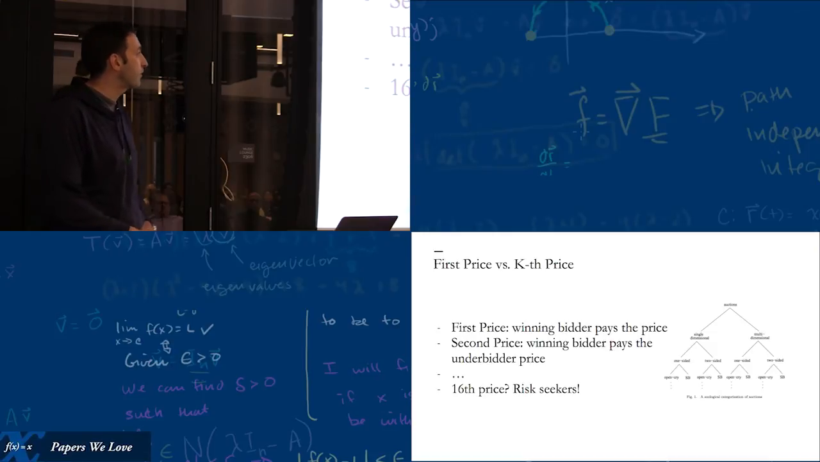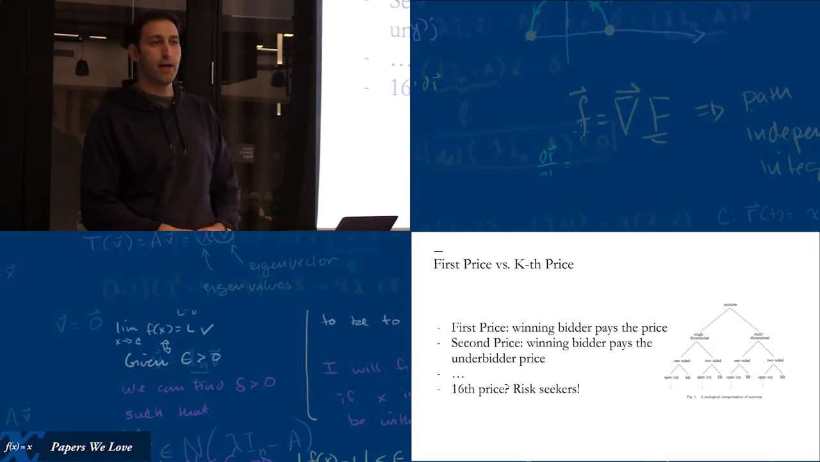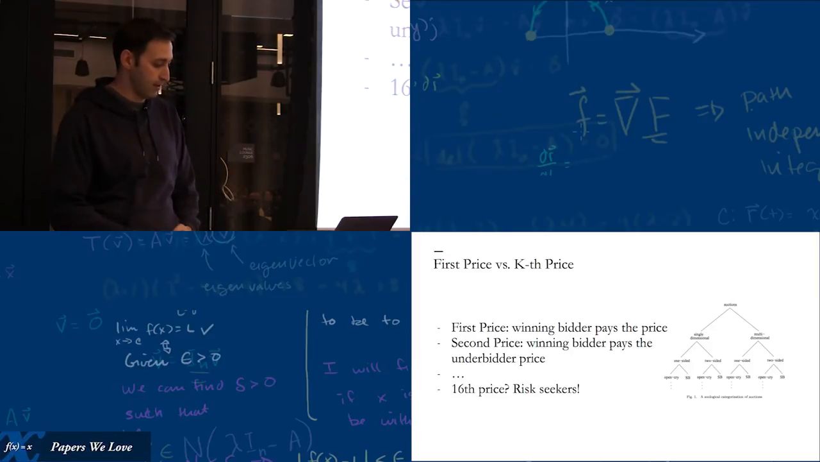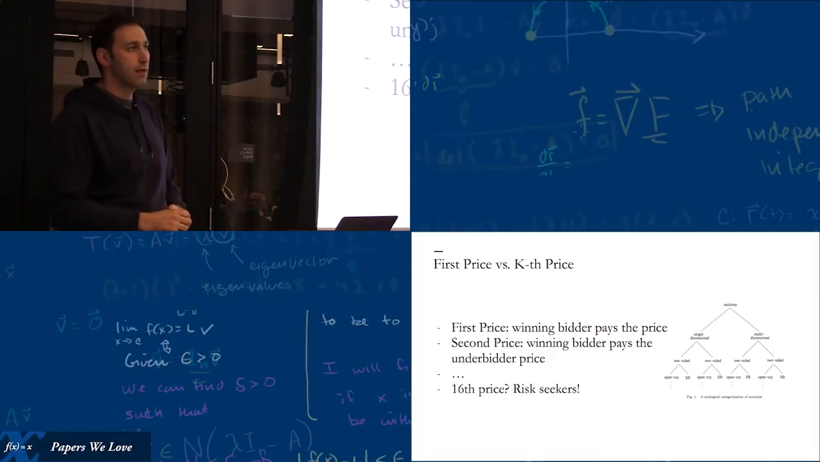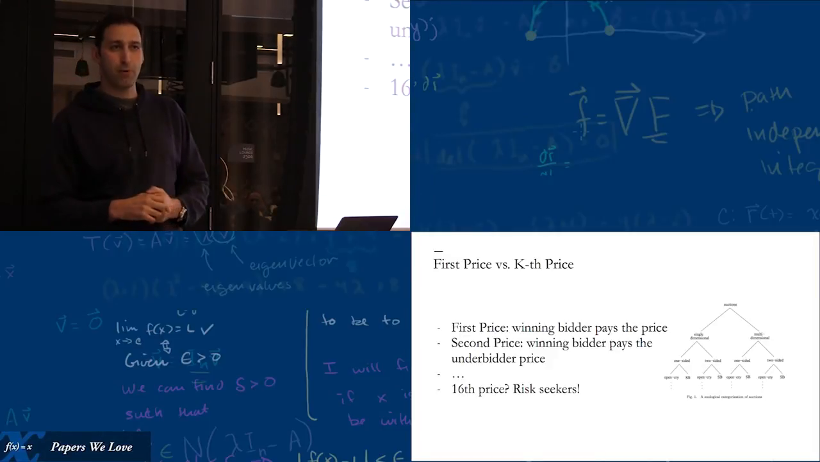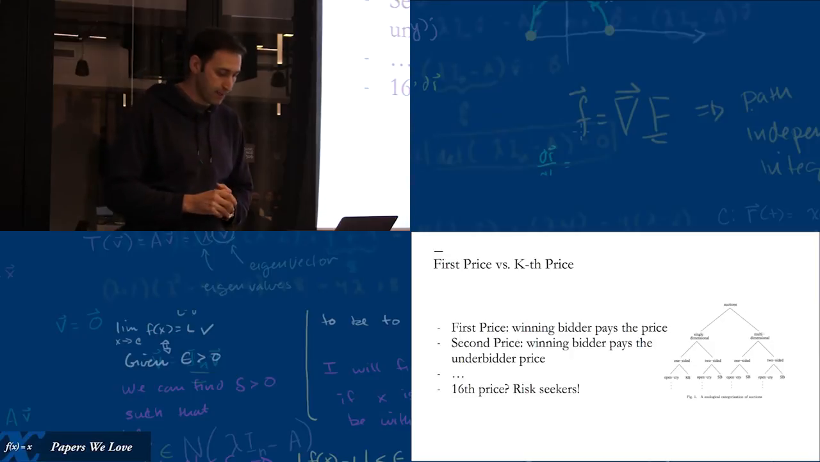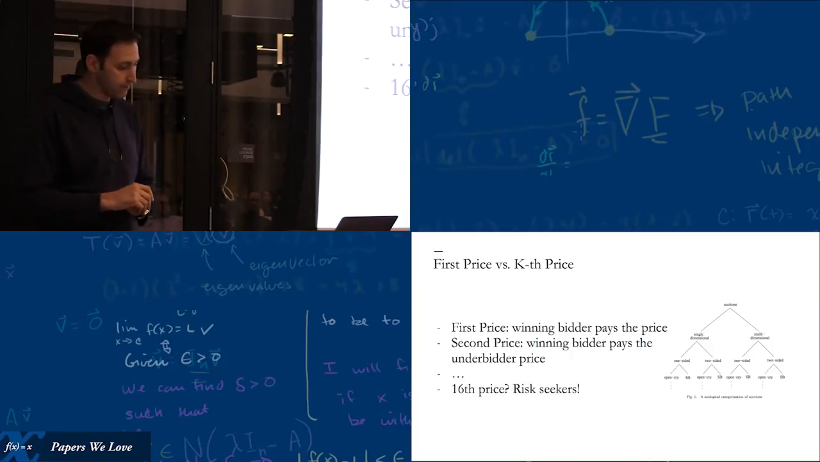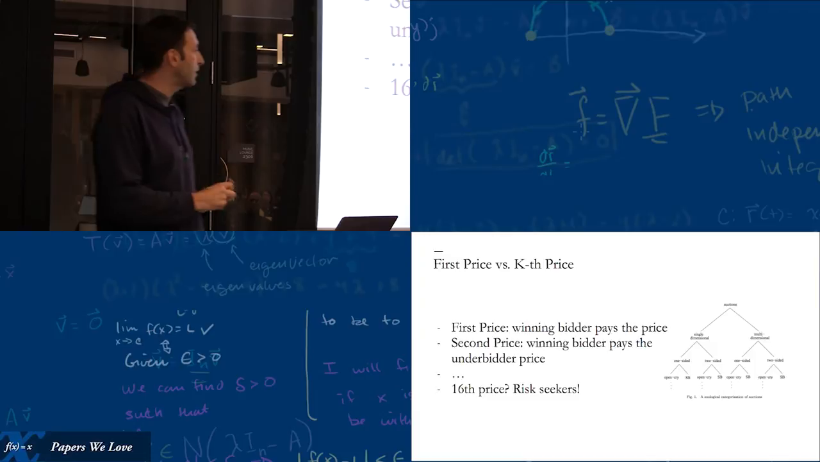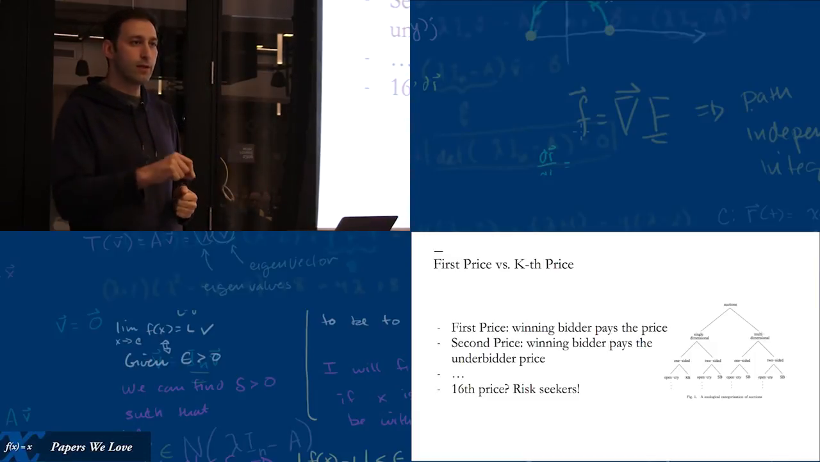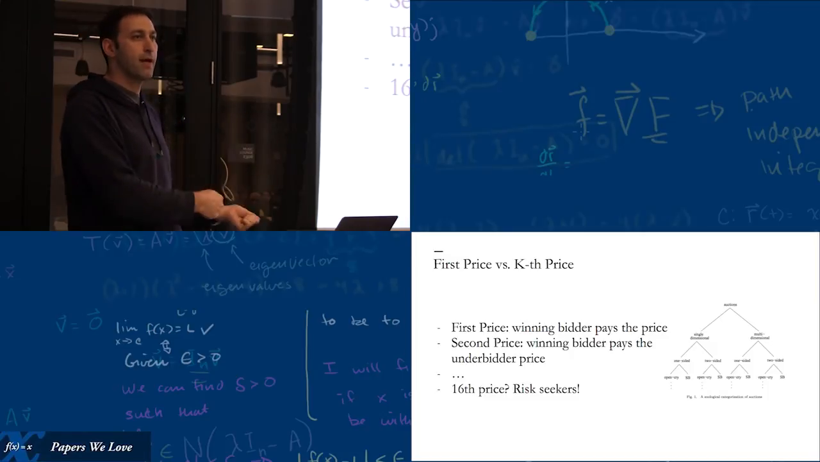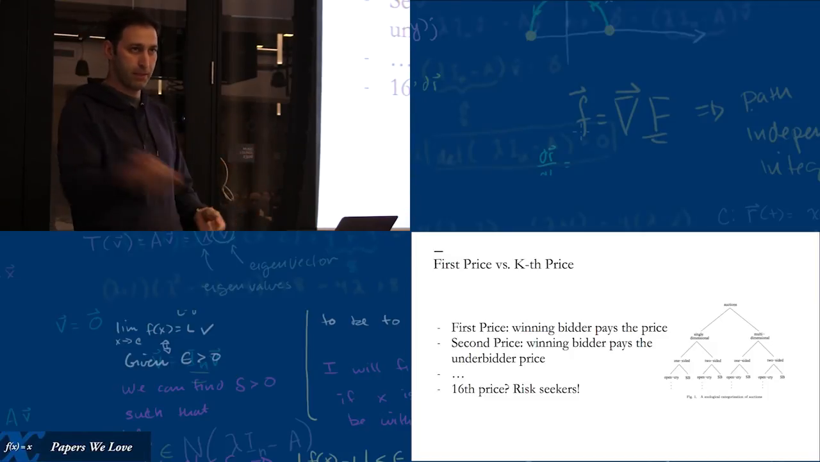The first price versus nth price auction is what it is. In a first price auction, the winning bidder pays the price that they have bid. In an nth price auction, the winner pays the nth price. That's kind of important. In one of the early software competitions, the auction was run with the 16th price. So the winner actually paid the 16th price of the lots being bid on.